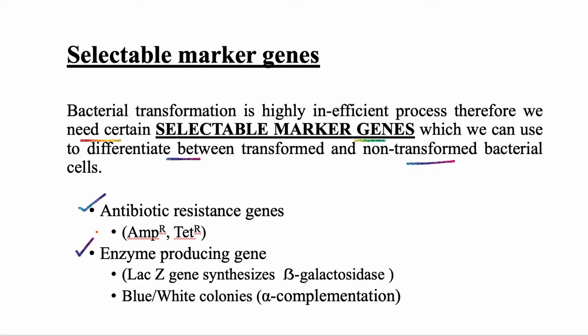Similarly, we discussed, for instance, the pSC101 vector plasmid, which was the first generation vector that has only one antibiotic resistance gene. We also talked about pBR322, which is another vector, and that has two antibiotic resistance genes. One is ampicillin and the other one is tetracycline. So we can use these antibiotic resistance genes as selectable markers to differentiate or distinguish between transformed versus non-transformed cells.